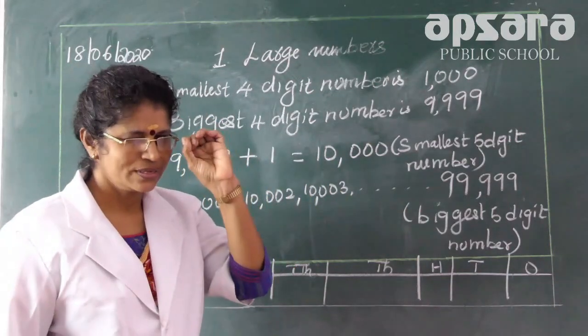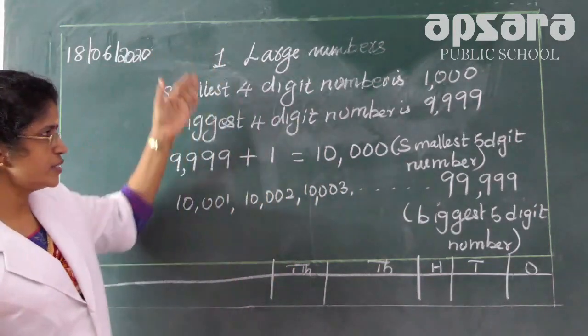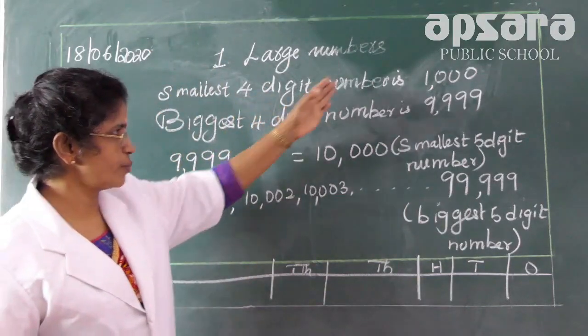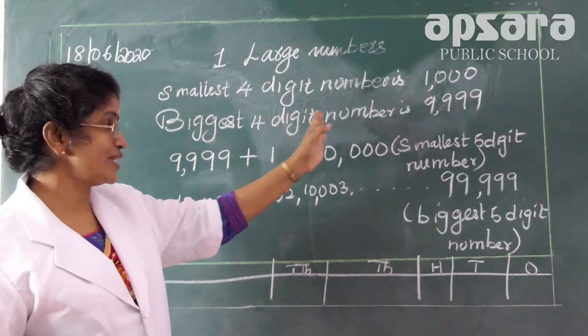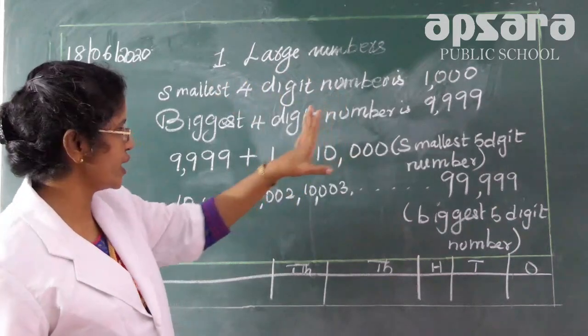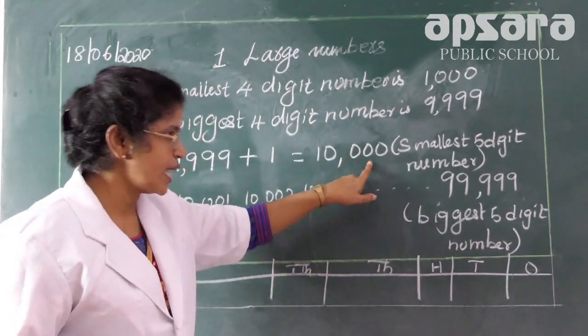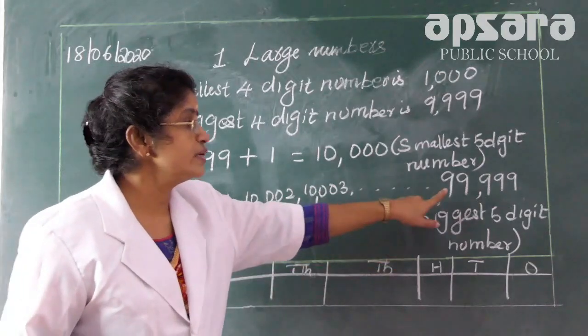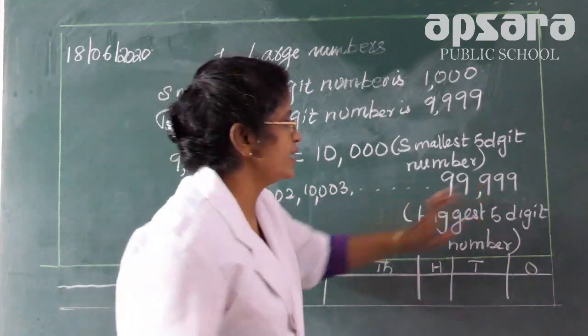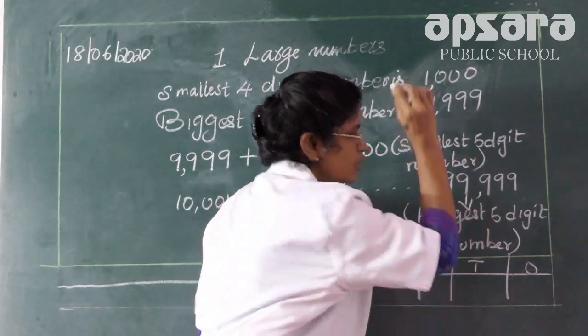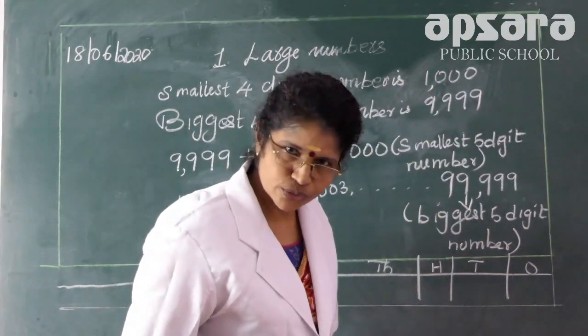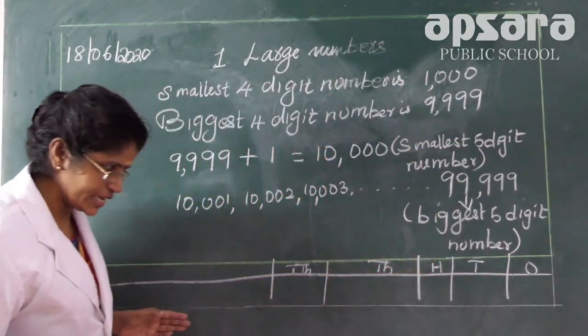Now let me rub this. It's clear, right? The smallest 4-digit number is 1,000 and the biggest 4-digit number is 9,999. The smallest 5-digit number is 10,000 and the biggest 5-digit number is 99,999. Understood?